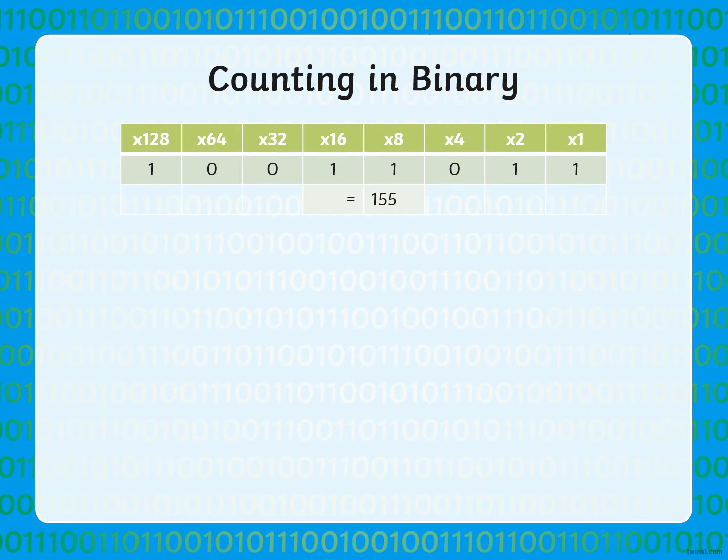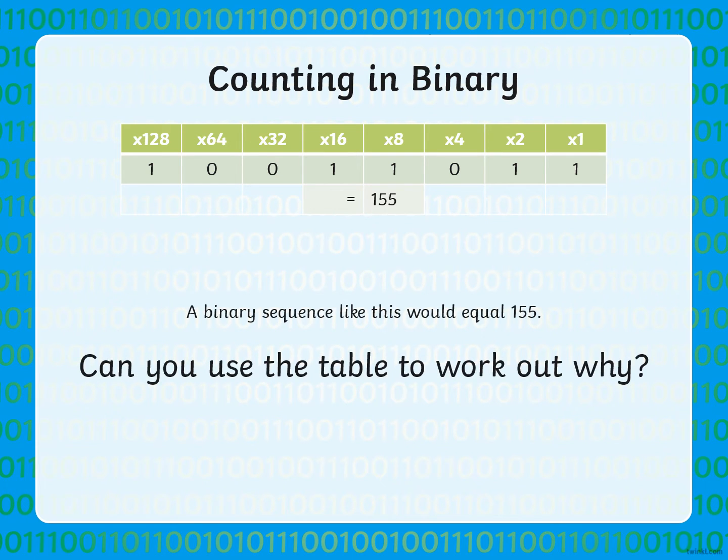Counting binary. Have a look at this table. A binary sequence like this would equal 155. Now would be a good point to pause the video to see if you can figure out how you can use the table to work out why it would only equal 155.